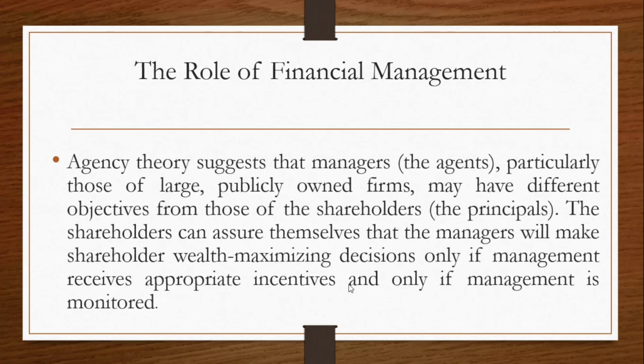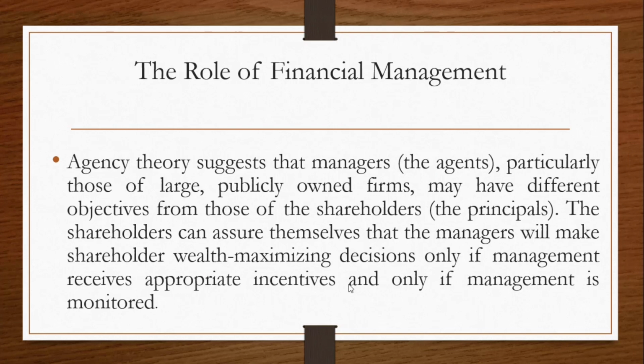Now the next thing is the concept of agency theory. Normally the shareholders or the owners are different from the management of the company. Agency theory relates to the fact that the managers are the agents of the shareholders. So there are basically two parties in any company, whether it is a small company, a large company, a publicly owned company, or even a small registered company.